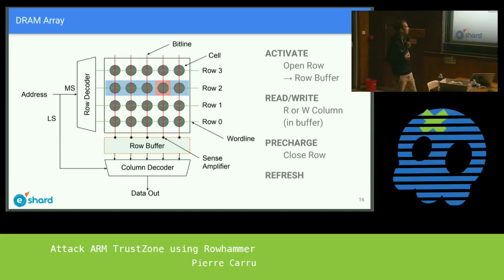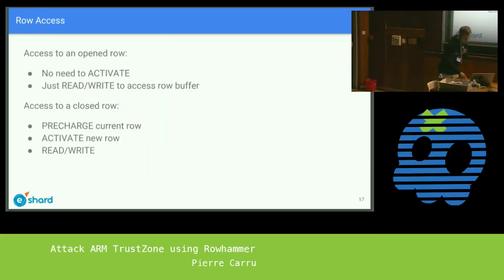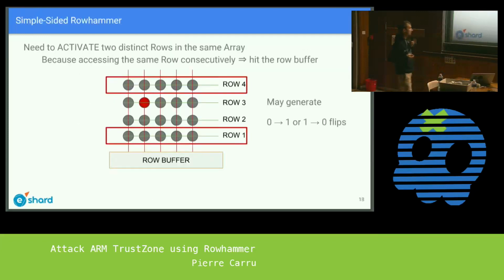The issue is, if you access a row, let's say row 2, several times consecutively, you will hit the row buffer, and you won't activate the same row a lot of times. So what you need to do in order to create faults is access 2 distinct rows in a single array. For example, we access row 1, row 4, row 1, row 4 in a loop. What do we get? We may generate some faults. So maybe this bit goes from 0 to 1 or 1 to 0, and that's bad.